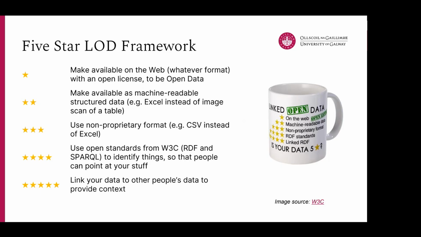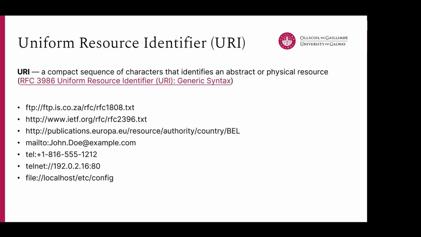But how is it structured? How does linked data look like? So first of all, let's go back to that uniform resource identifier thing and see what it is. So the formal definition is a compact sequence of characters that identifies an abstract or physical resource. So just a sequence of characters, a unique sequence of characters that points to something, be it an object in a real world or a concept. And it is quite a broad notion, so all of these examples are valid URIs.